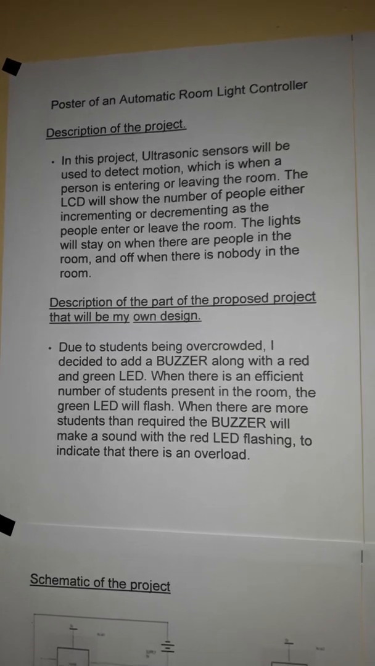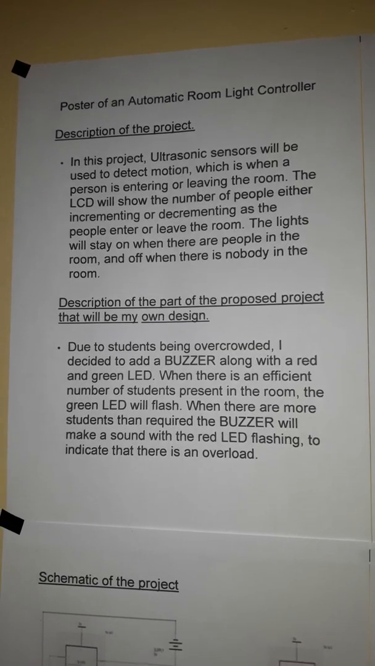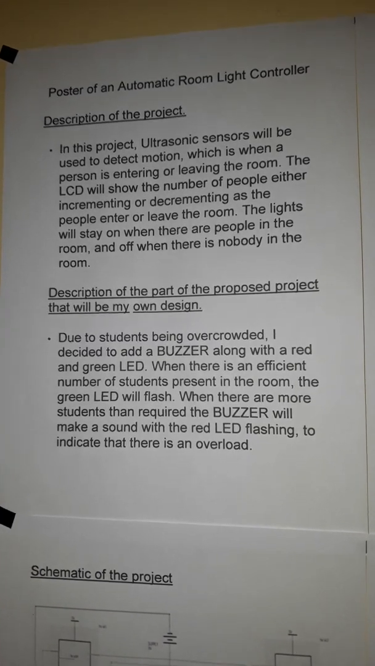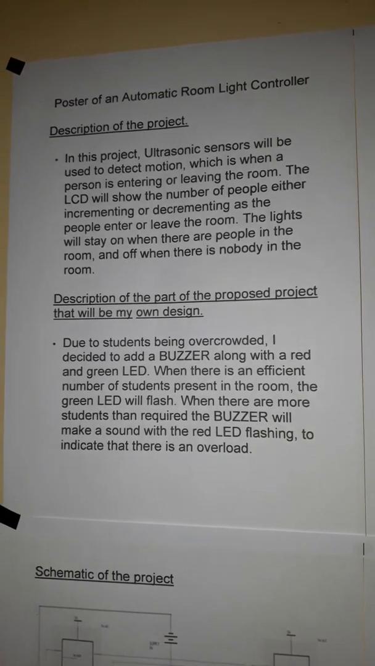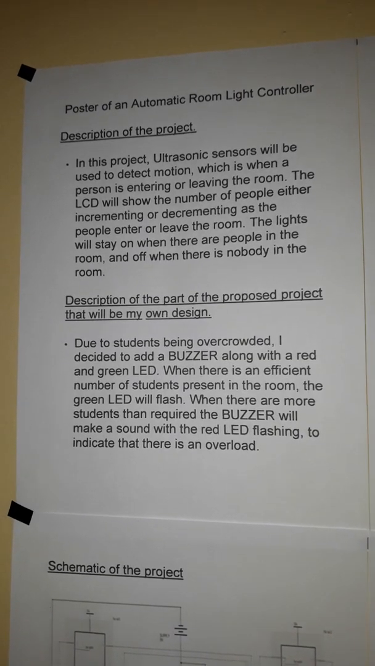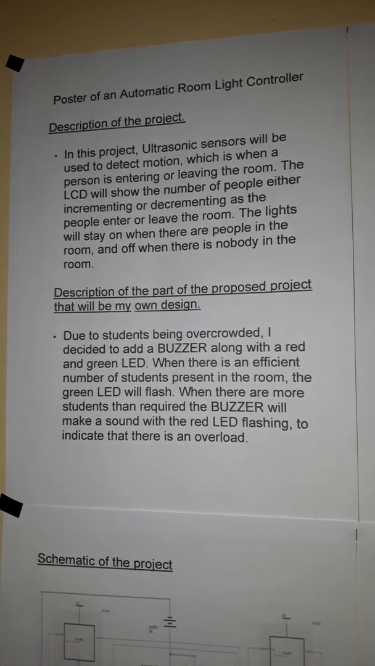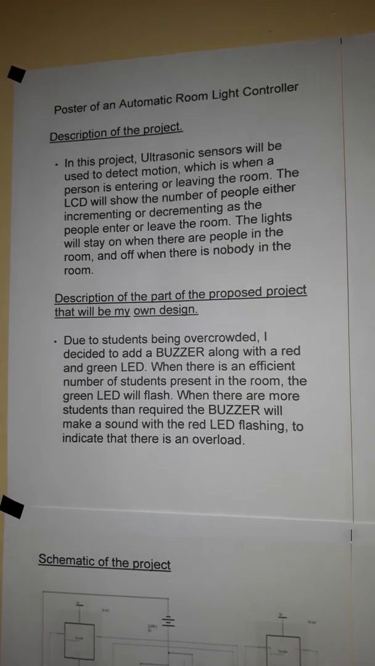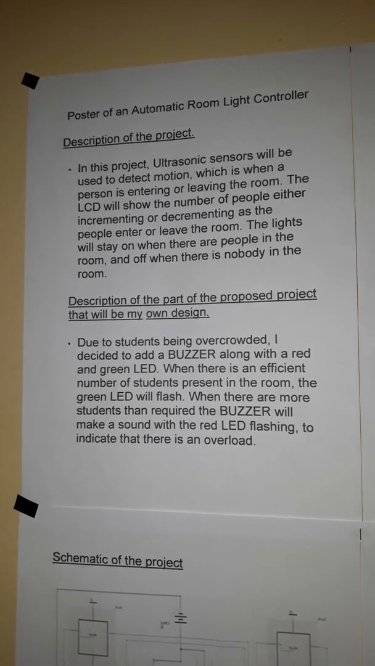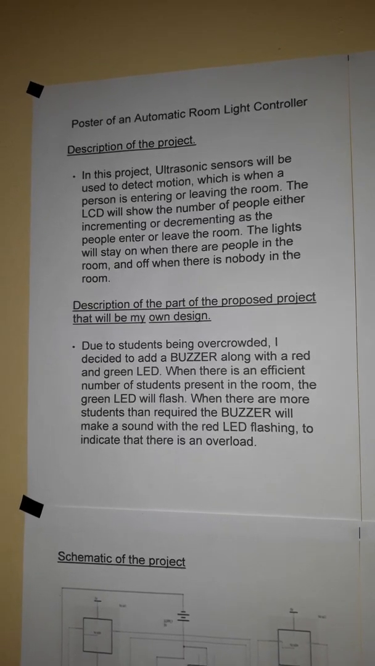What I added to my own part of the project is a buzzer along with a red LED. Whenever there are more students in the room, the buzzer and the red LED will be activated, and the LCD will display crowded. There is also a green LED which will work along with the lights inside the room. When there is a sufficient number of students, the green LED and the lights will be on.